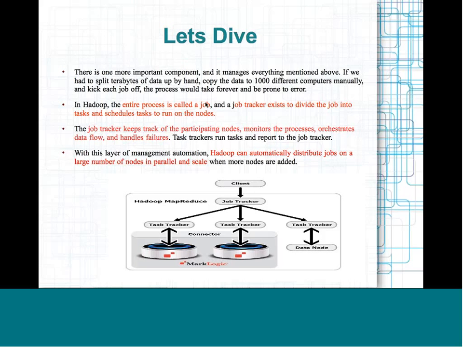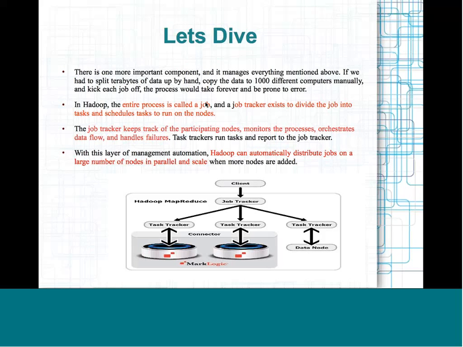So if you see how Hadoop actually works, the Hadoop client initiates a process which is termed a job. Job tracker takes responsibility of dividing that particular job into a number of tasks, and it schedules the tasks to run on various nodes, right? The basic responsibility of job tracker is to keep track of who is going to participate in the activity, monitor all the processes, orchestrate data flow, and also handle failure with the right algorithm written for job tracker.